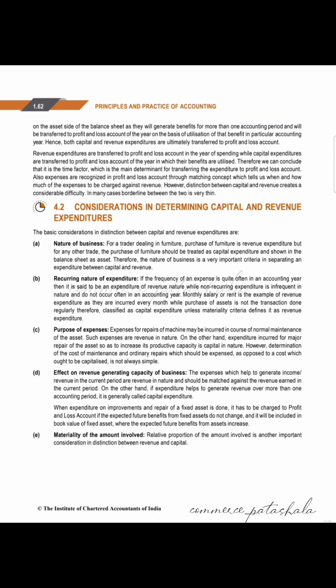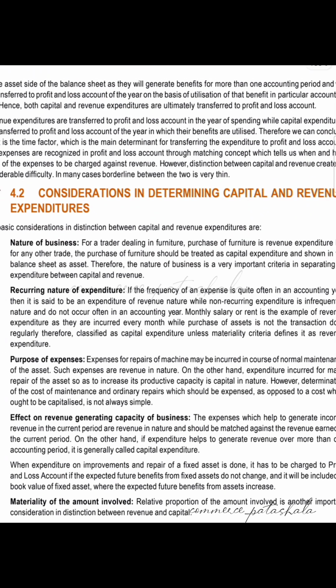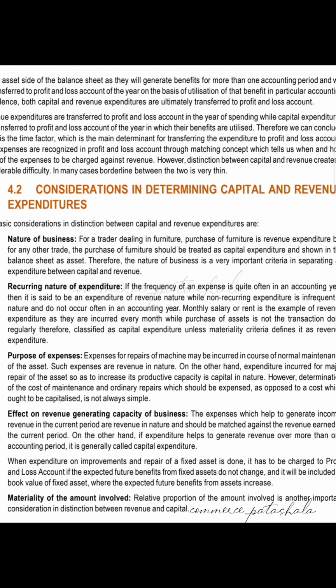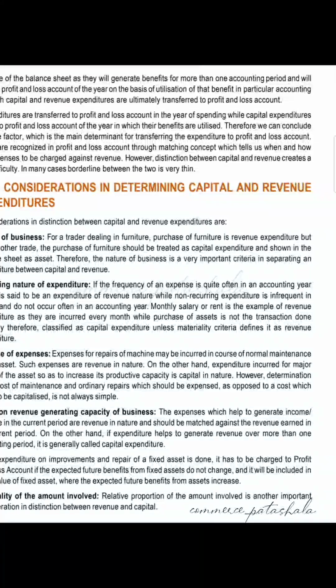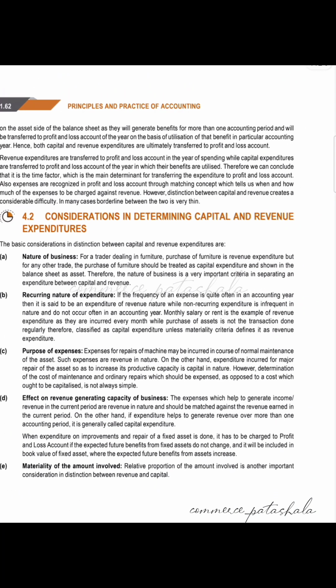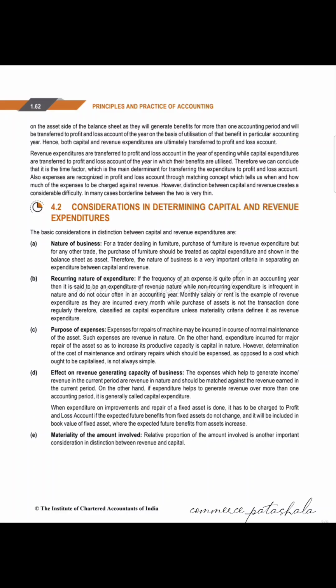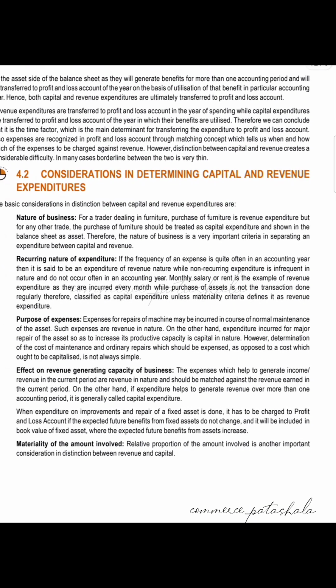Can we determine a transaction as either capital or revenue? It can be based on the considerations given below. One of which is the nature of the business. For a trader who is dealing in furniture, that means he's purchasing the furniture and selling the furniture. For him, if he is purchasing and selling and getting the revenue generated, we say that's a revenue expenditure for him and revenue income for him.